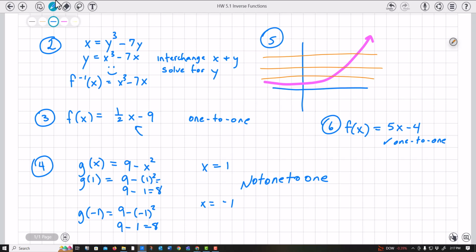Remember what we do? We change the y to an x. Remember, f of x is just y. We change the x to a y, and now I solve this for x. So I could add 4 to both sides. I could then divide by 5, and then remember we write our inverse now instead of y as the inverse of x.